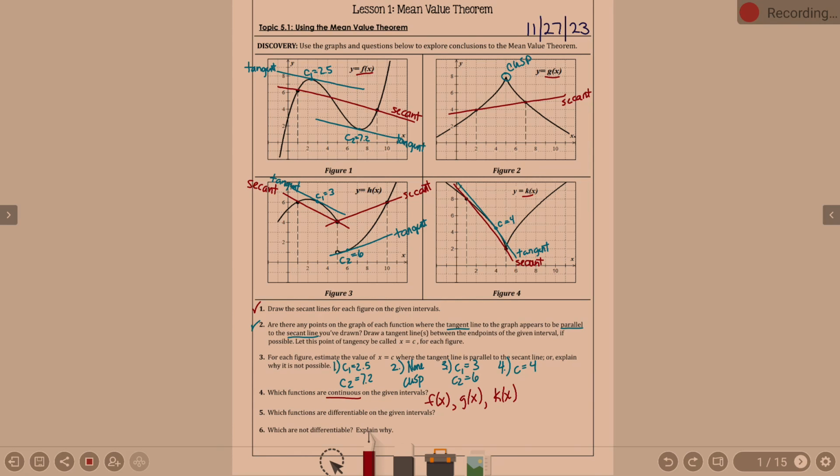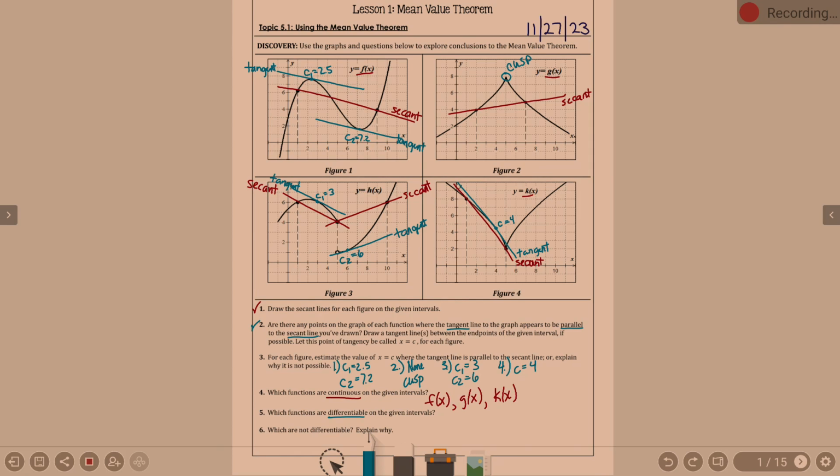Which functions are differentiable on the given interval? 1, 4. Oh, wait a minute. Given interval. It's 1, right? Okay, wait.